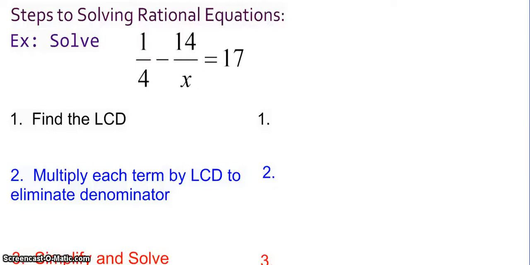So first thing, find the least common denominator. So take a second and think about what the least common denominator is here. Write it down.